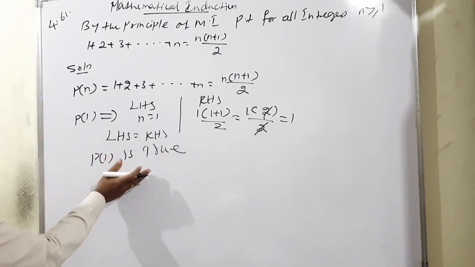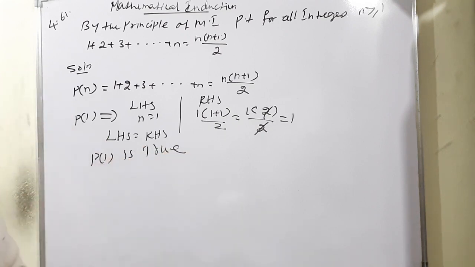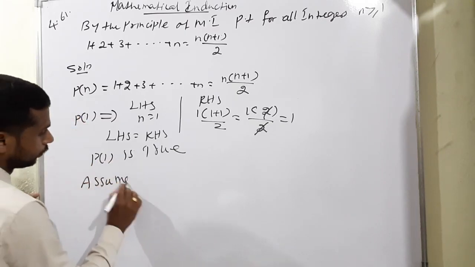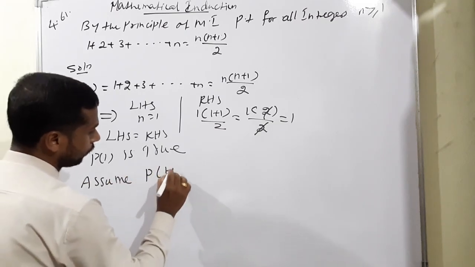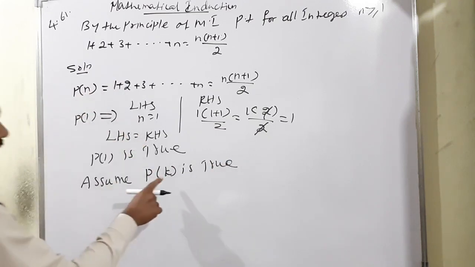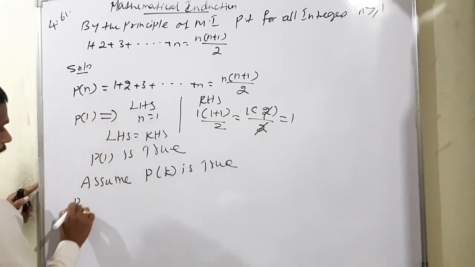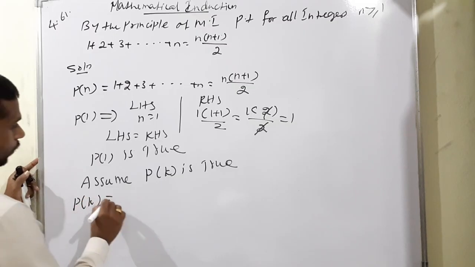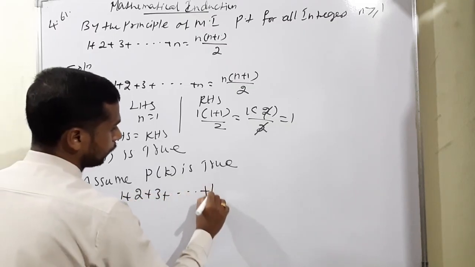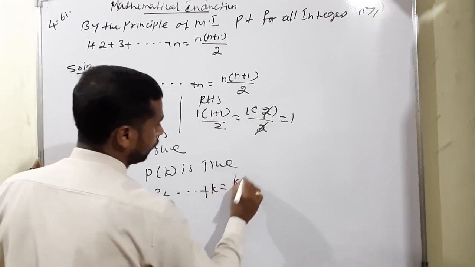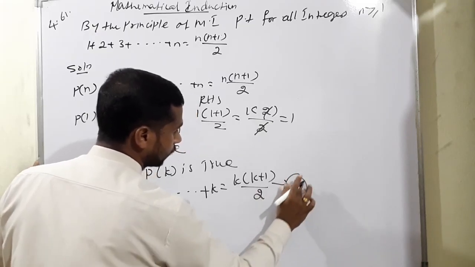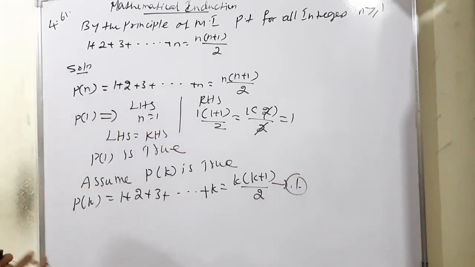This is one of the main parts in mathematical induction. Then the second part: assume P of k is true. So, instead of n, if you take k, what will happen? P of k is 1 plus 2 plus 3 plus dot dot dot plus k is equal to k into k plus 1 divided by 2. This is considered as equation number 1, okay. Equation number 1, just assume.